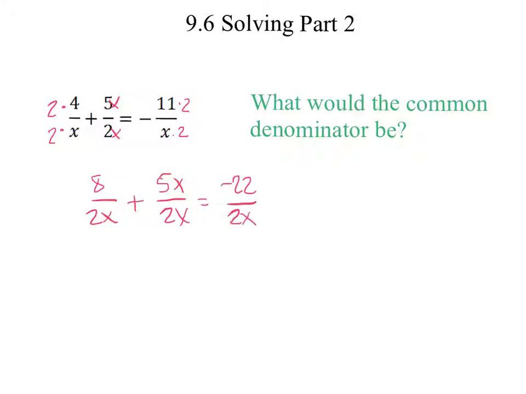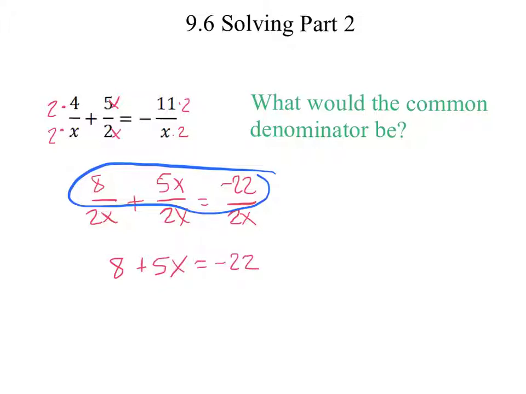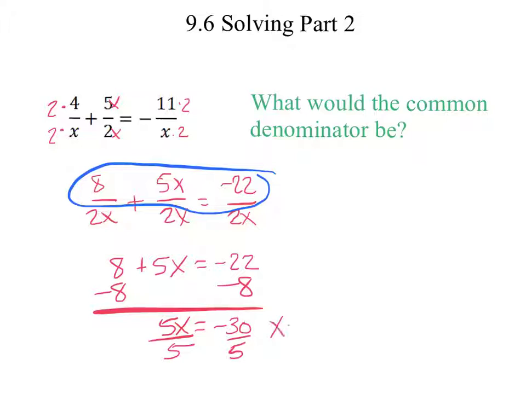Just like I talked about before, we're all worried about this equal sign, the fact that this is all equal. Well, the bottom is already equal. Since we have a common denominator, they're all the same. So now we need to focus on the top. I'm just going to have 8 plus 5x equals negative 22, which is pretty easy to solve. We'll subtract 8. So 5x equals negative 30. Divide by 5, and x equals negative 6.